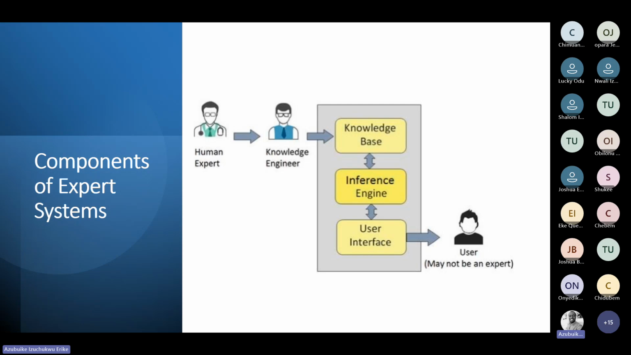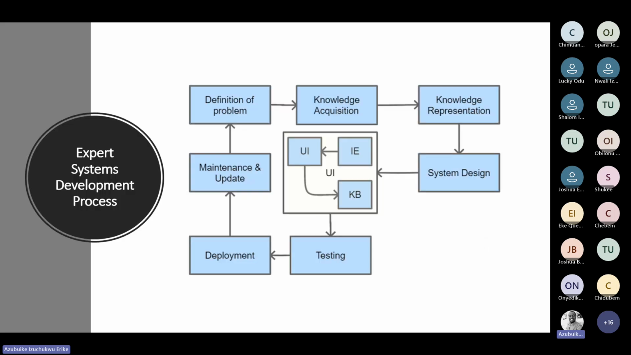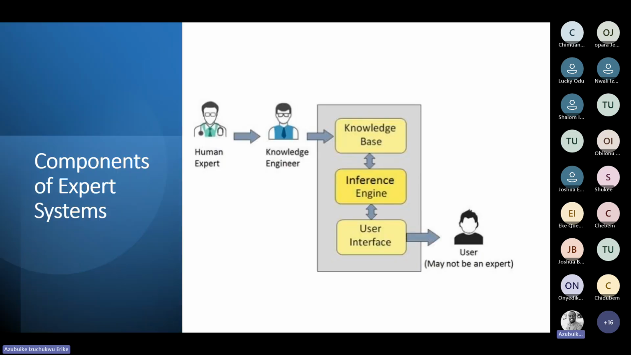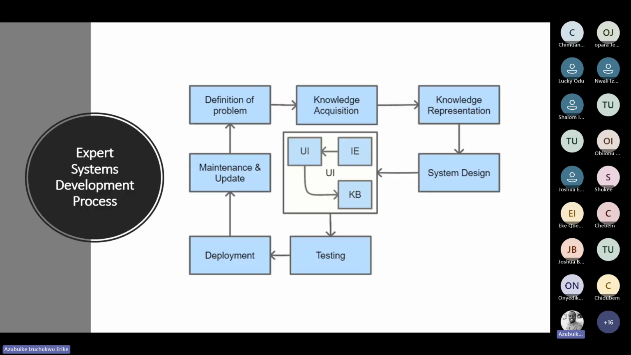That I've mentioned. So next we are going to look at the development process of an expert system. If you're able to understand the previous slide, it is easier to pick up with this. So first of all, the expert system development process is saddled with the operation of defining the problem you want to solve. So first of all, there is what is called problem definition.